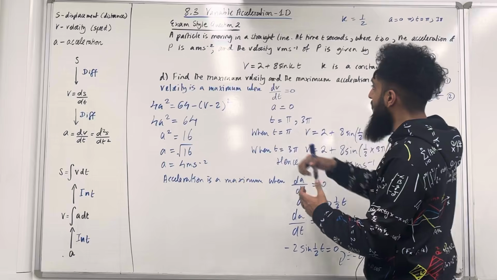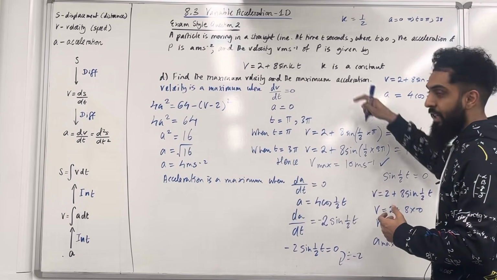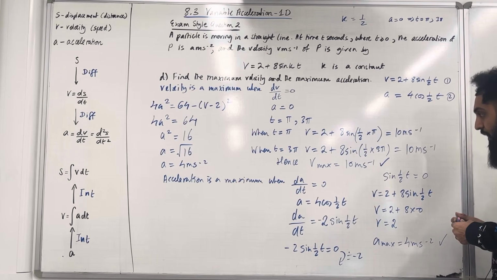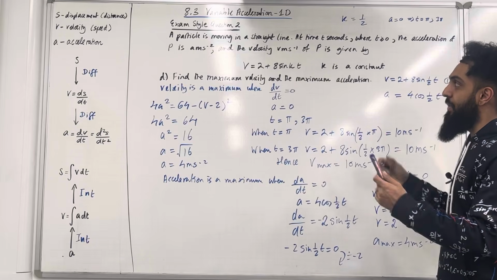Okay, so the maximum velocity of the particle P is 10 meters per second, and the maximum acceleration of the particle P is 4 meters per second per second. And that there, ladies and gents, completes part D of the question, and this exam style question.